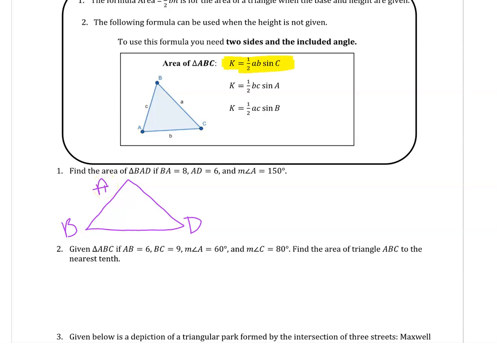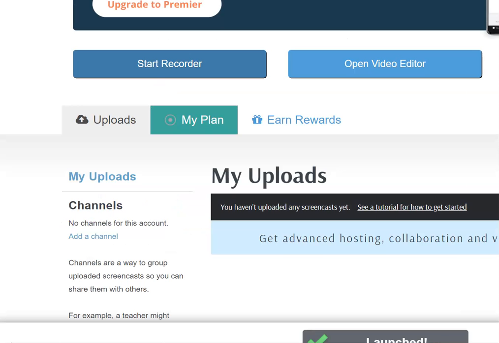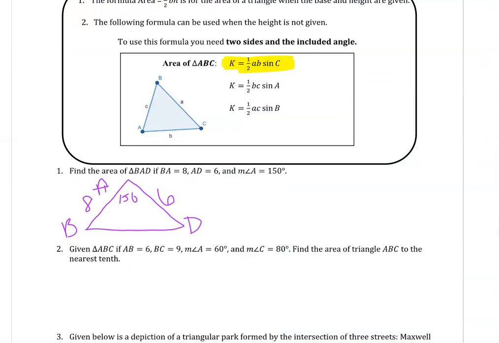So I know that angle A is 150, BA is 8, and AD is 6. Okay, so area, which I'll call K, is equal to 1/2 AB sine of C. And again, this is your general formula.